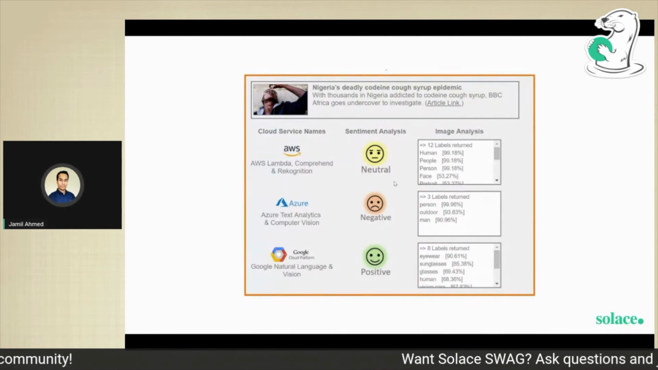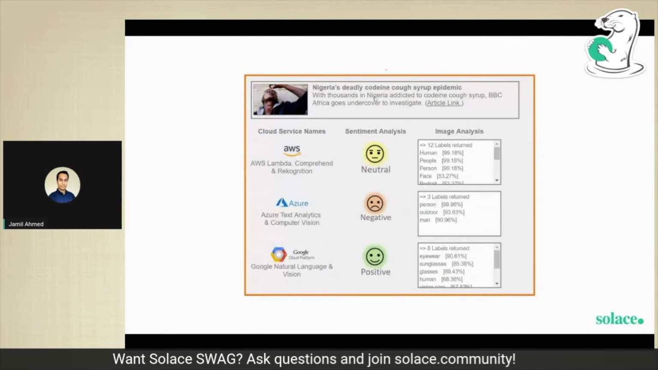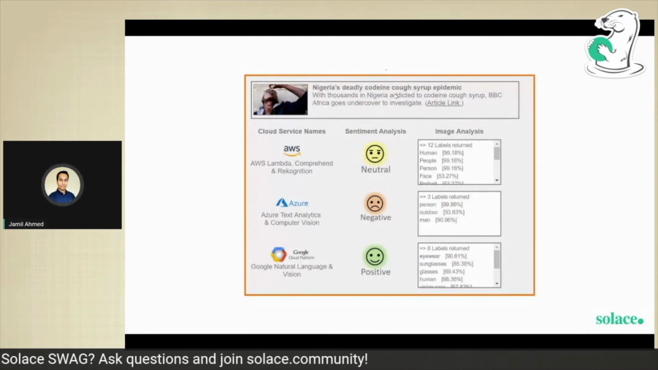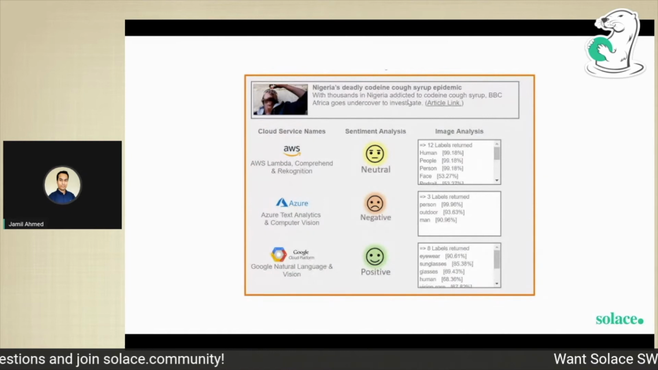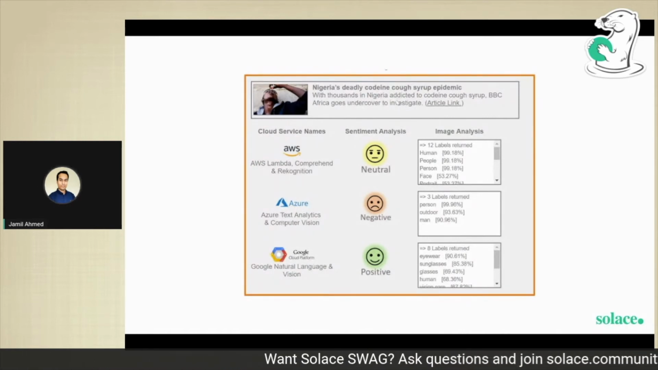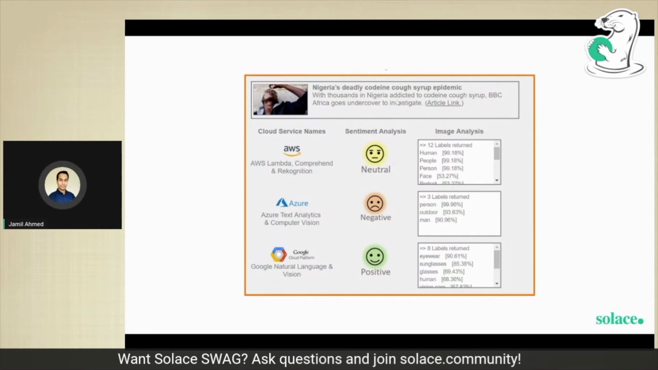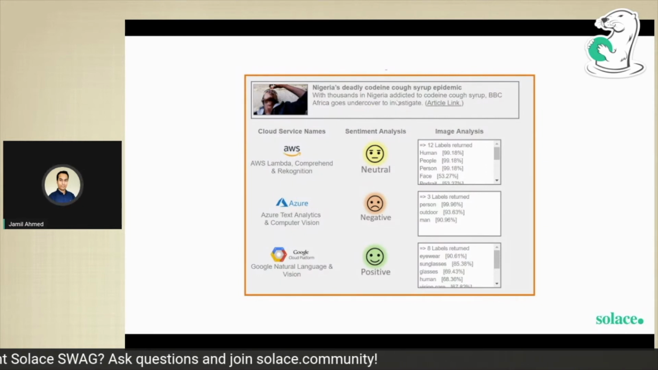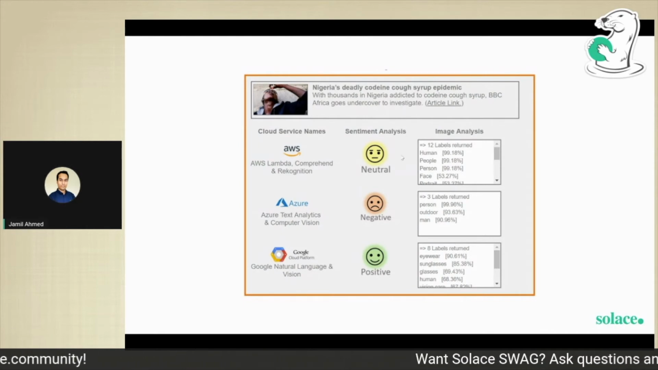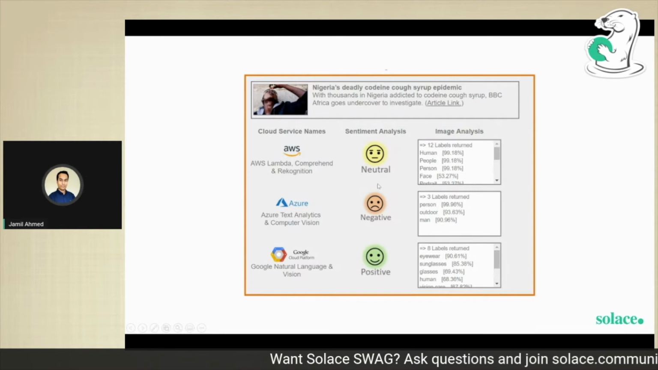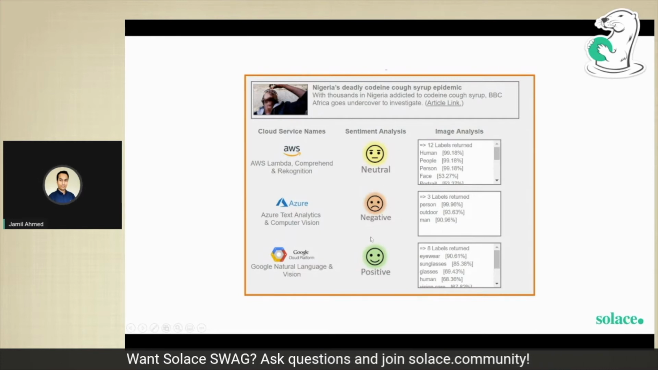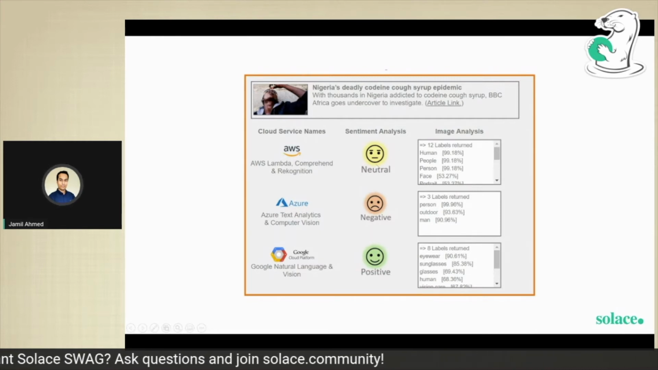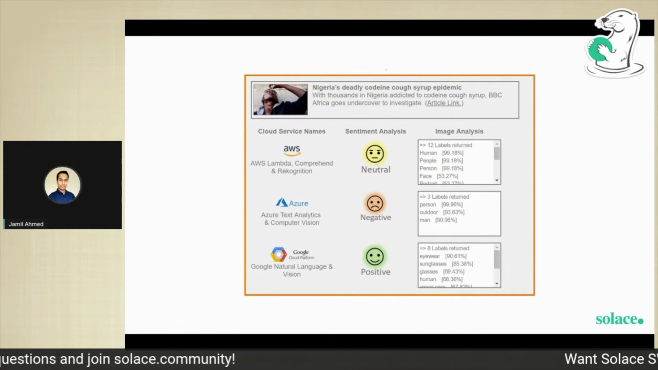And to zoom in on this particular example, it's talking about some codeine syrup epidemic in Nigeria that is very deadly, talking about addiction. Just from first glance, as far as the headline and the summary is concerned, as humans, we'd say this is definitely negative sentiment, right? It's not good news that it's describing. But then if you do the sentiment analysis across, say, AWS or Azure or Google, they're not even agreeing on what the result is, right?